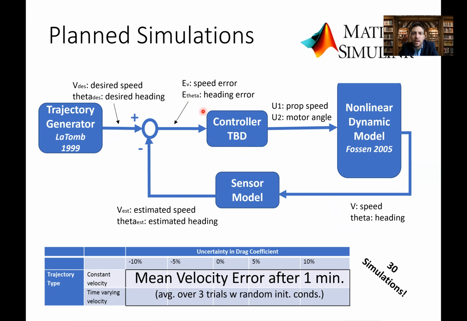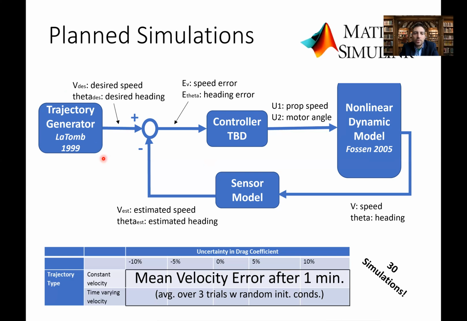So if you think of this as a function, a bit of code that I have to write, the inputs to the control law will be my speed error and my heading error. And the outputs of the control law will be my propeller speed and the rudder, or the motor angle if it's an outboard engine. However, I can't simulate the controller in isolation. I need some other components to work with here. I need a dynamic model of the boat itself. And for that, I'm going to use the one given in Fossen's seminal 2005 book. I also need a trajectory generator, something to give the desired velocities to keep me going along a path. So I'm going to use the one in Latombe's book, published in 1999.